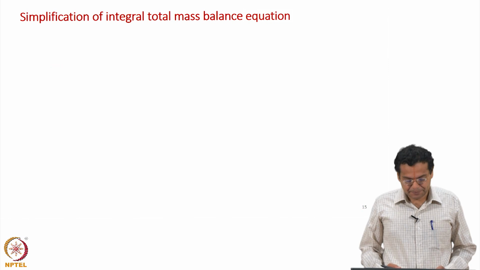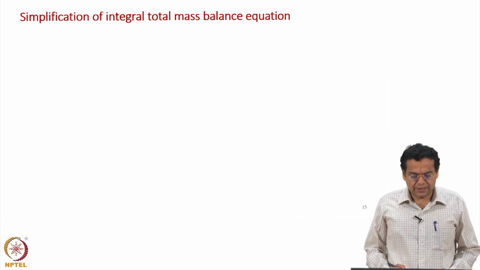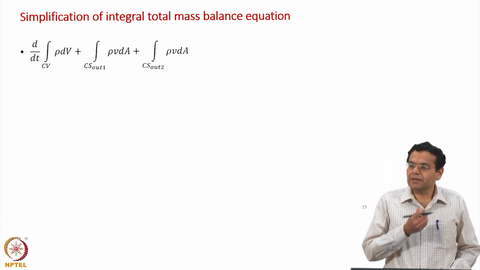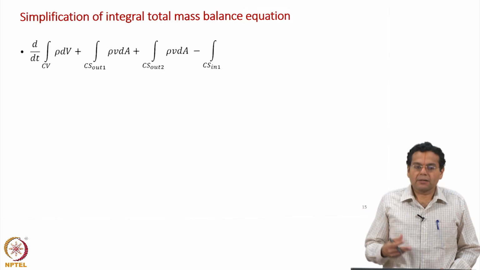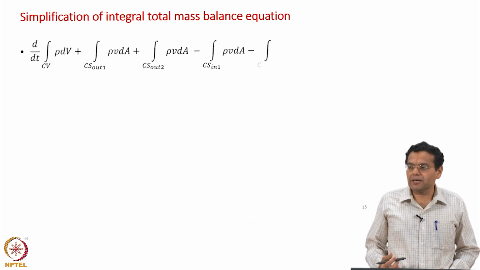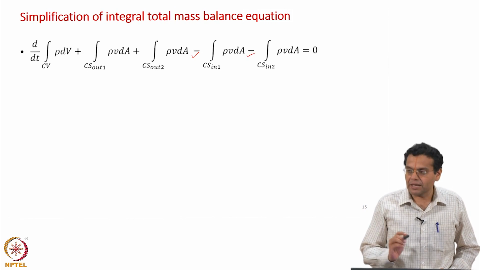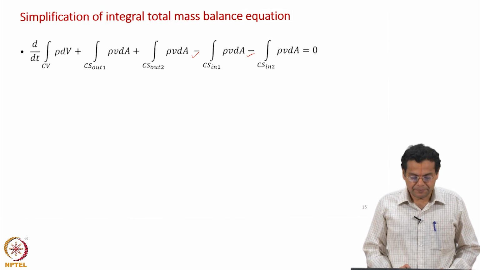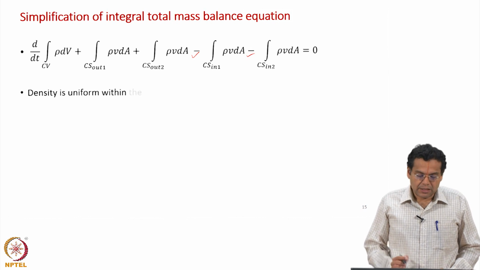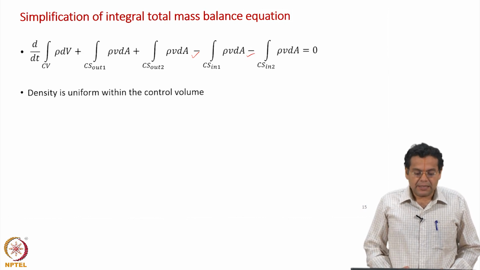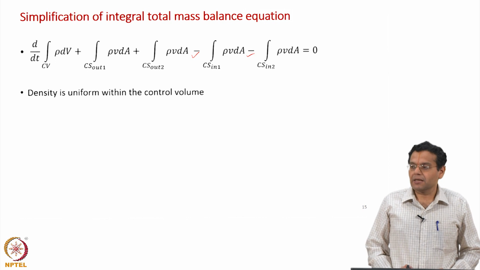So, let us proceed further. When we write V dot n, it automatically takes care of the sign, but if you write in terms of V, then we ourselves take care of the positive or negative sign; that should be kept in mind. Now, let us make another assumption: density is uniform within the control volume.